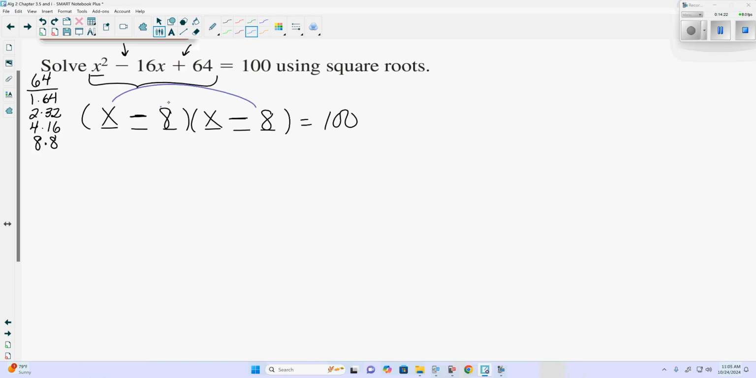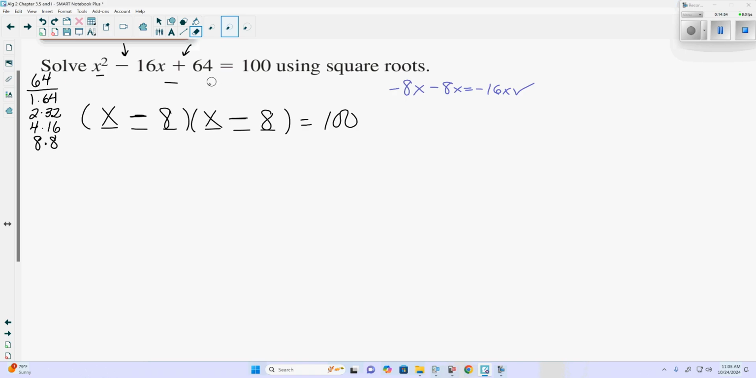And I'm going to check this off to the side. x times negative 8 would be negative 8x. Negative 8 times x is negative 8x, giving us negative 16x, which is indeed our middle term. Okay. Questions on this so far?